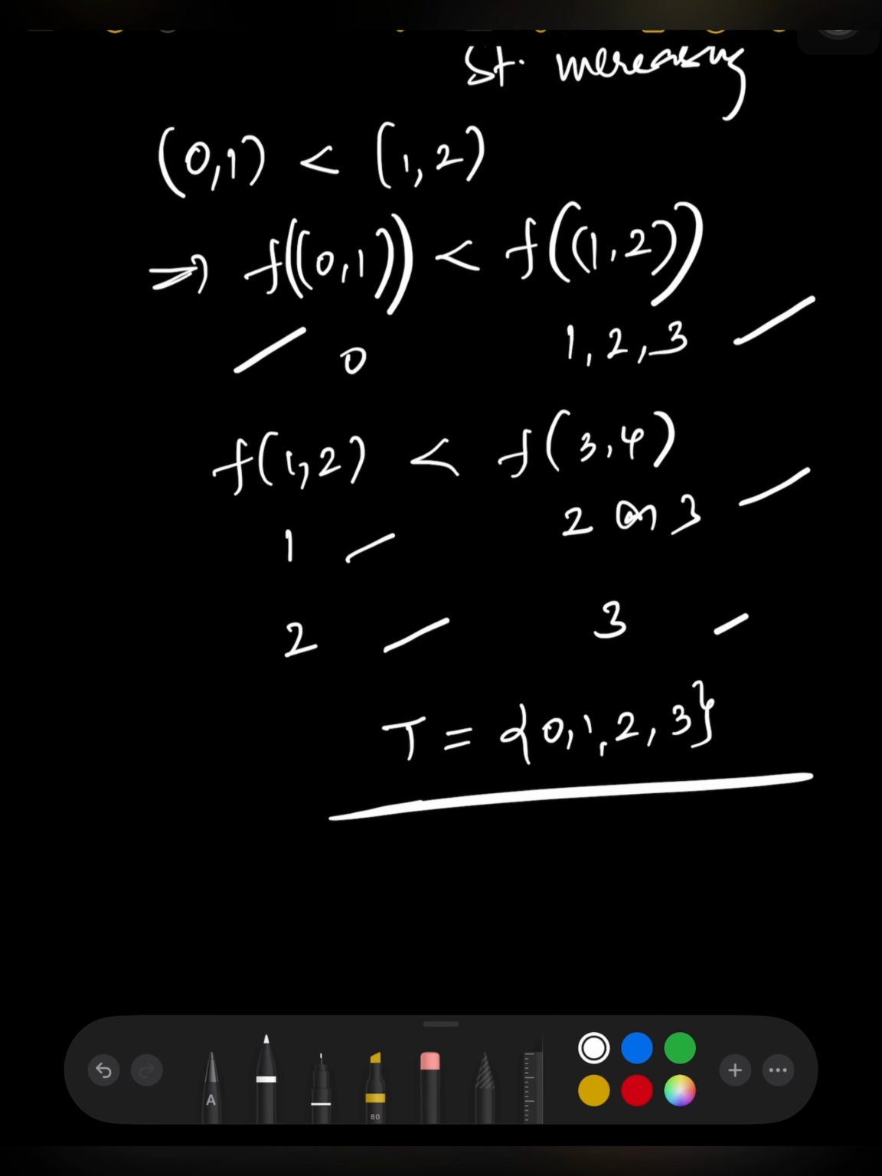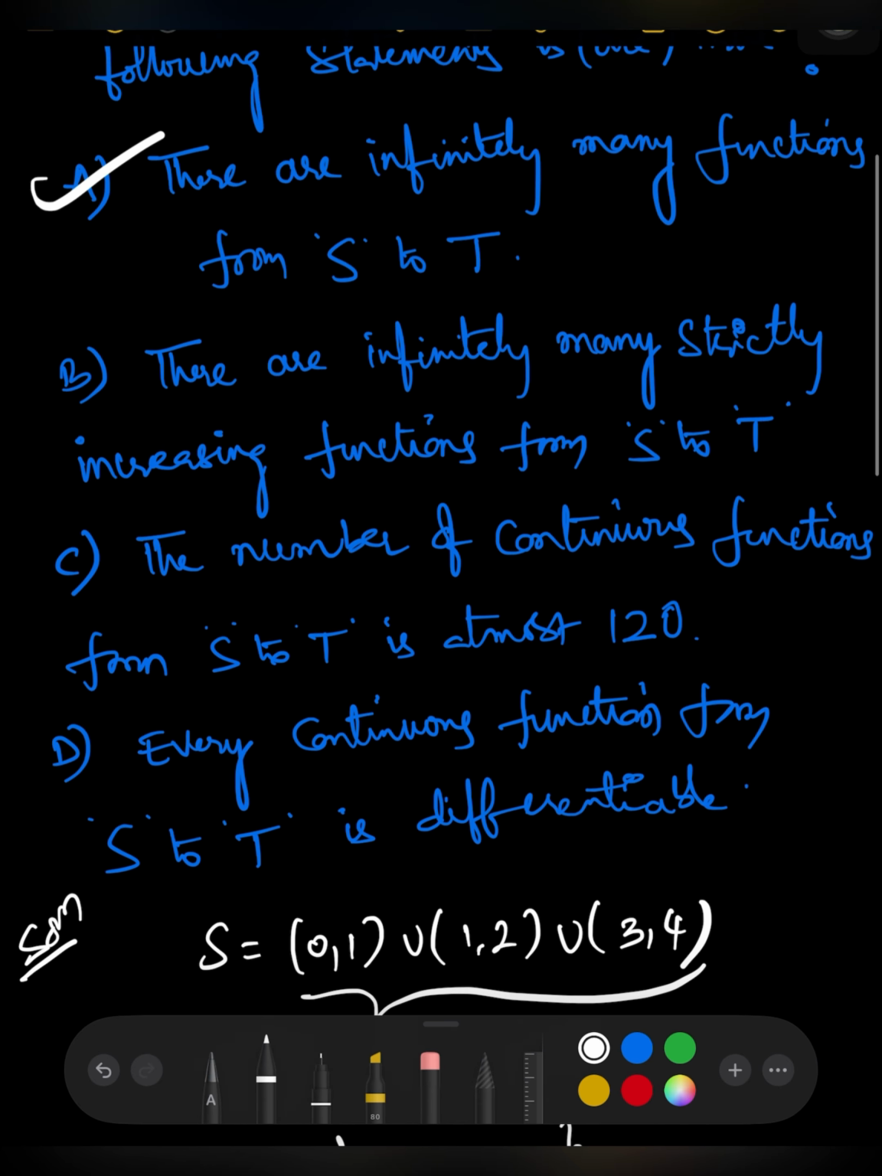Like, and the function value of (0, 1) is, suppose let's say 1, then it should be 2 to 3, like that. Only a restricted number of cases, which is not infinite. So option B is wrong. Now move on to option C.